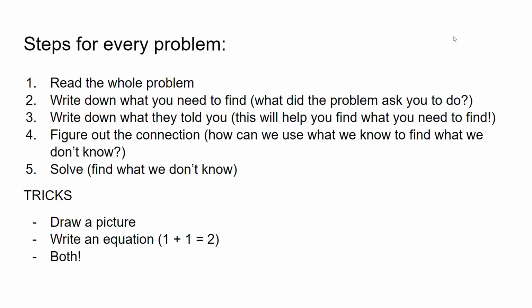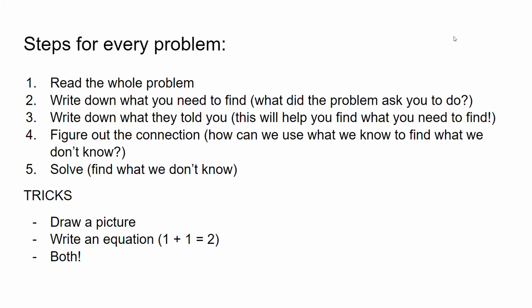So here are the steps you're going to want to follow for every word problem you ever do. First, read the whole problem. Even if it doesn't make sense the first time, just read it through so you know what it's about. Second, you're going to write down what you need to find. Usually this will be the last sentence of the word problem, and it'll be a question asking you to find something. So you're going to write down what the problem wants you to find.